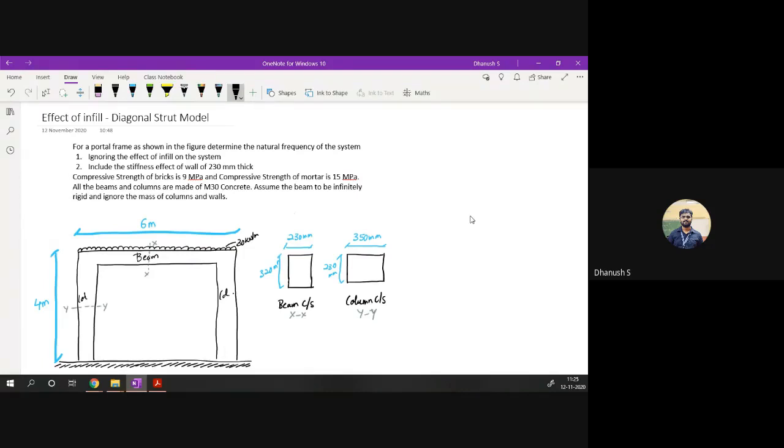Do you guys remember the formula? Omega is equal to root of K by M, and K is equal to 6 EI by L. M is the mass of the system. Here they have asked us to exclude the mass of columns and walls. So you only have to take the weight due to the beam and the additional UDL on top. When it comes to stiffness, we'll have to consider the stiffness of two columns.